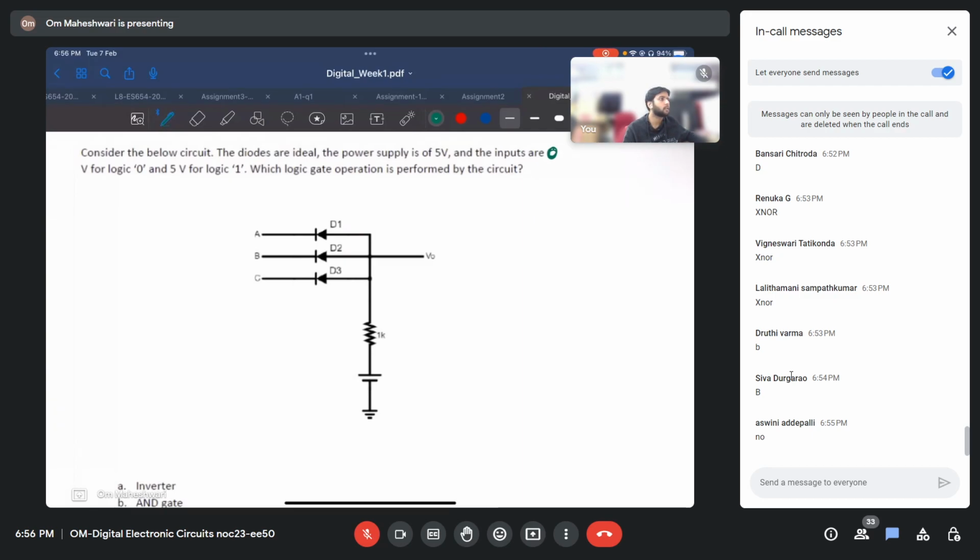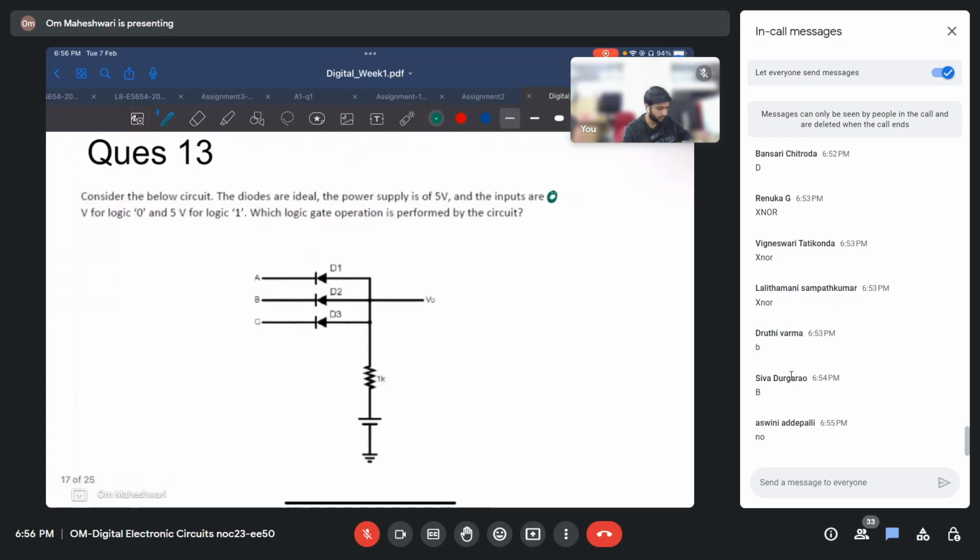Just a minute. Okay. Does anyone have any answer? AND gate. Okay, Renuka. I think you are correct. So let us see how.